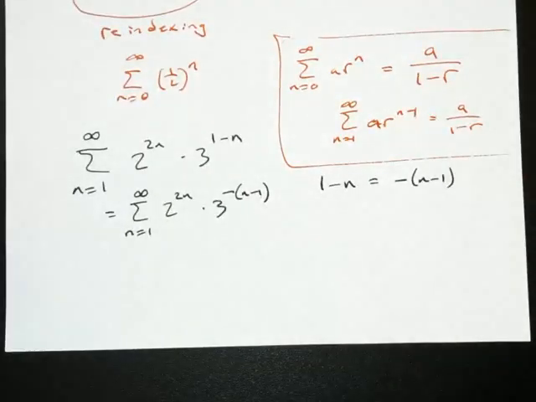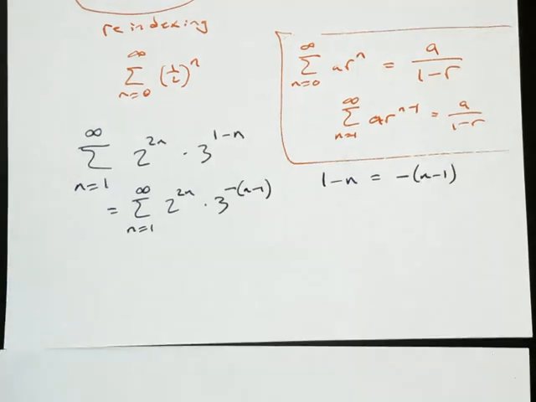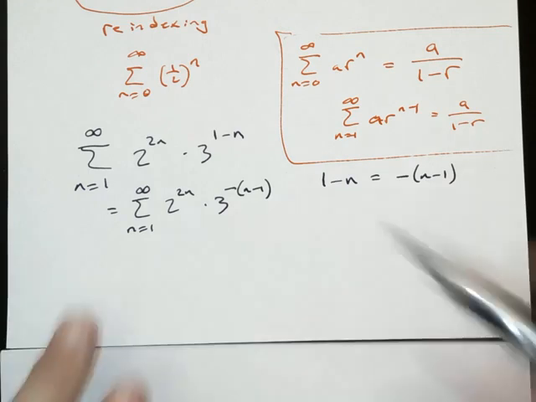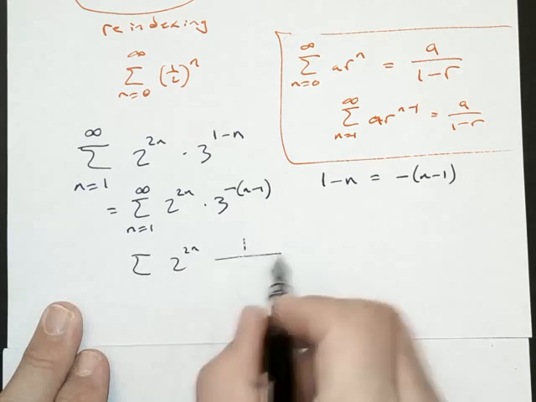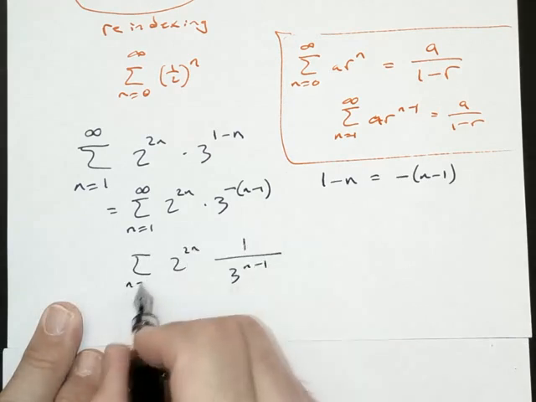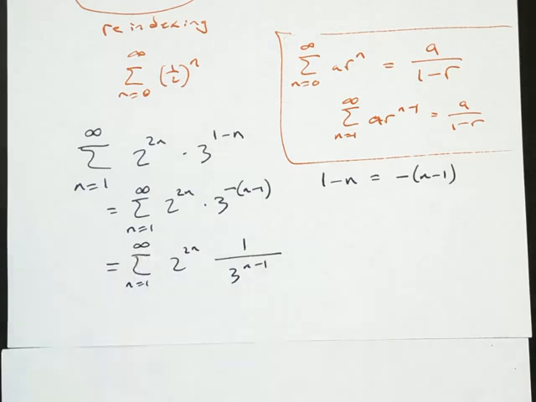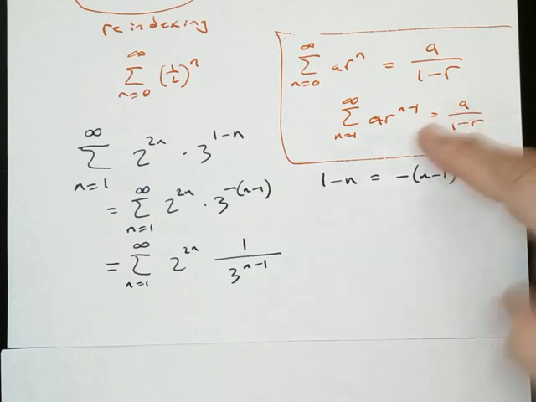Negative powers. Where did negative powers go? They go to the denominator. So let's take that 3 to the negative n minus 1 and make it 1 over 3 to the n minus 1. I'm getting warmer. If I do that, then it won't be something to the n minus 1.